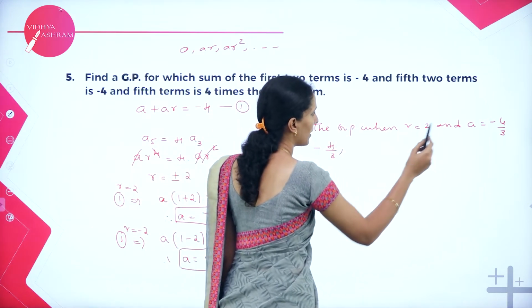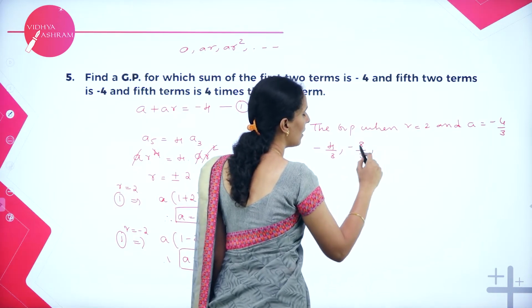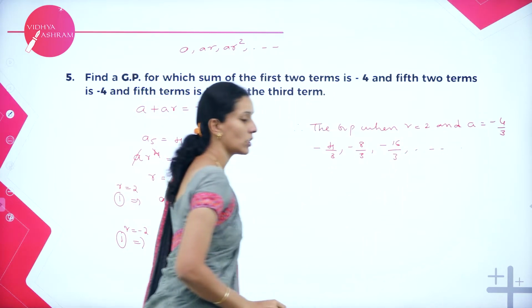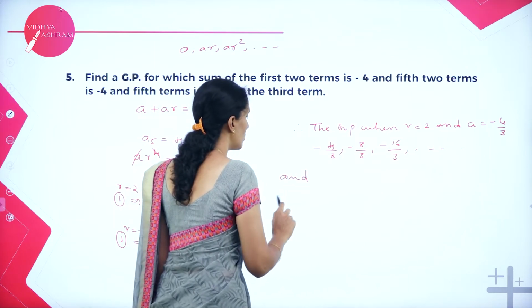AR means you should multiply this. It is minus 8 by 3, comma, again multiply to minus 16 by 3, etc. So this is the GP.